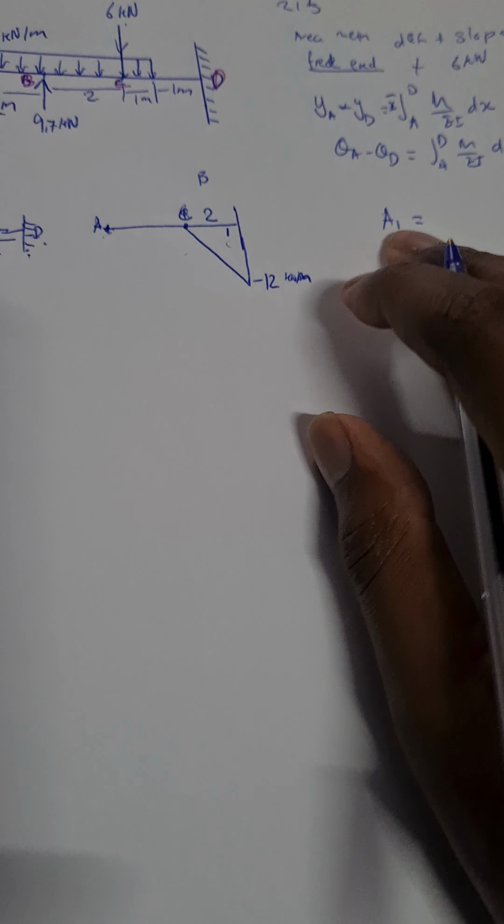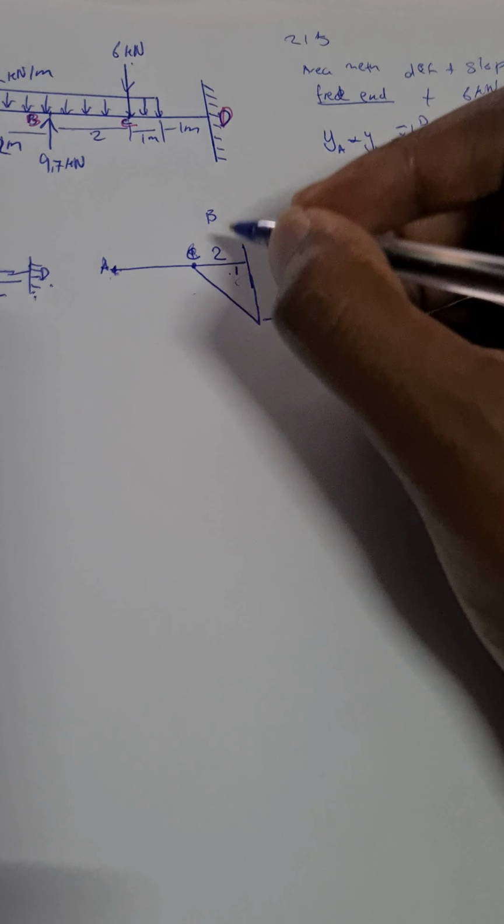So this area here is number 1, and then you always start with A1. What is my A1? This means the area. It's a right angle triangle, so it's going to be 1/2 times 2 times minus 12. That's it. Then where do they ask you for the deflection? They ask the deflection at the A.